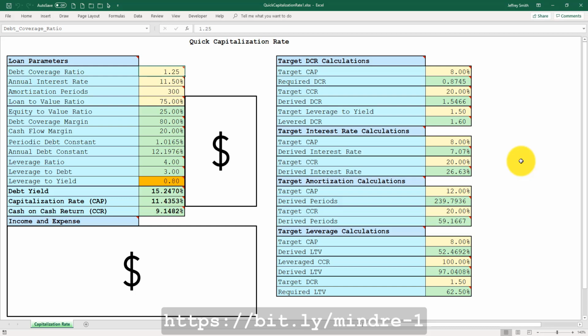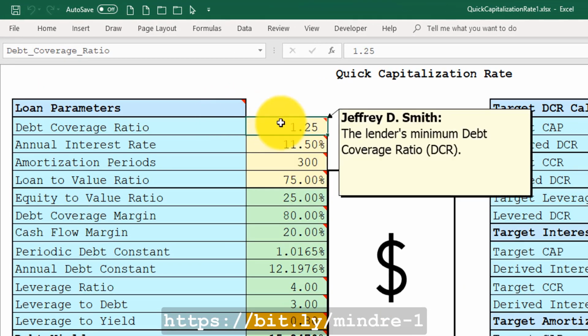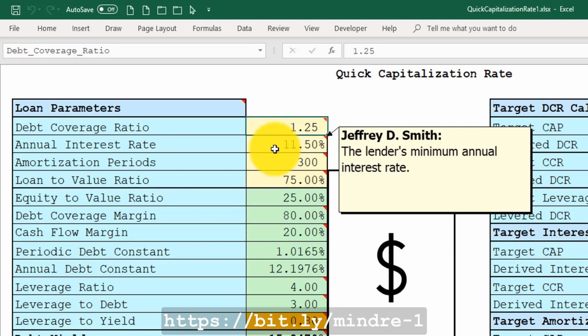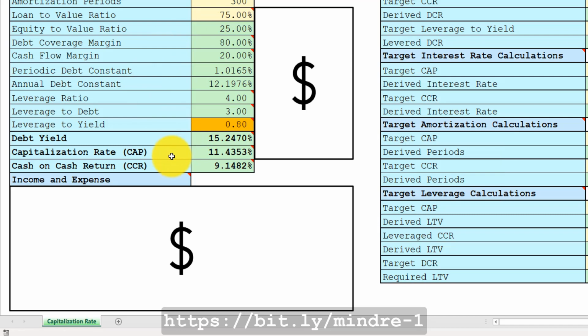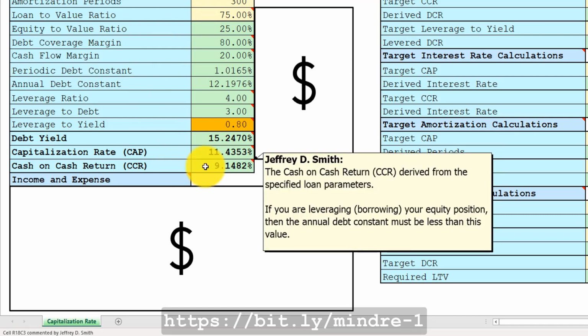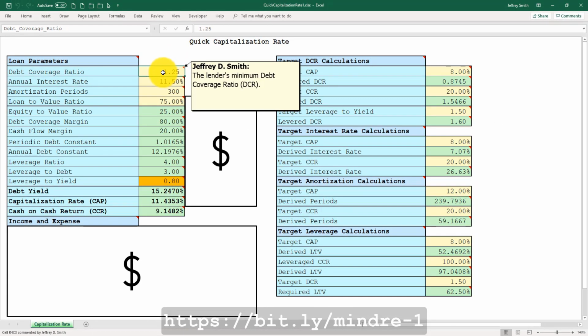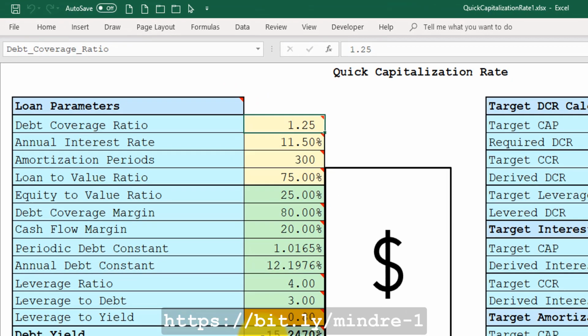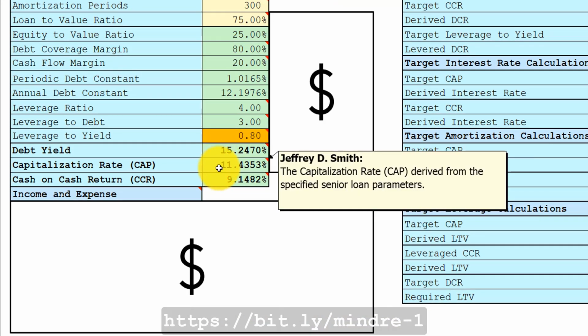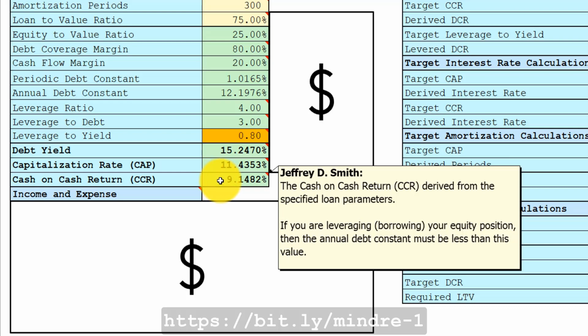This spreadsheet demonstrates the equations for converting loan parameters, debt coverage ratio, annual interest rate, amortization periods, loan-to-value ratio, into the debt yield, cap rate, and cash-on-cash return, also called the return on equity. You don't need income and expense at this point. You need the 4 parameters specified here in yellow from your lender to calculate the debt yield for the lender, the cap rate for the property valuation, the cash-on-cash return for the net cash flow.